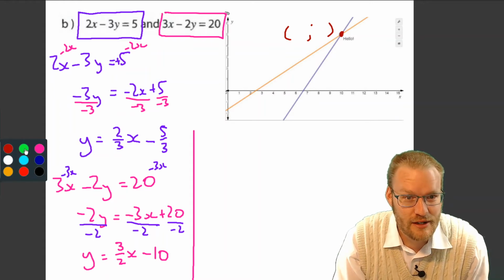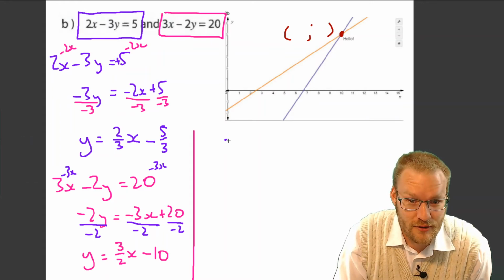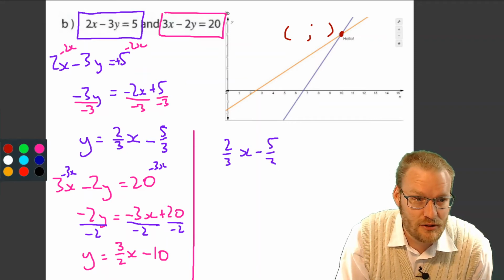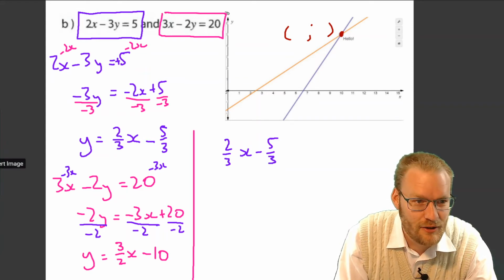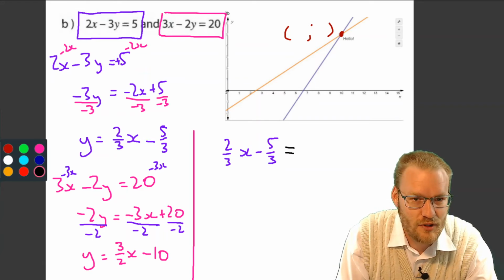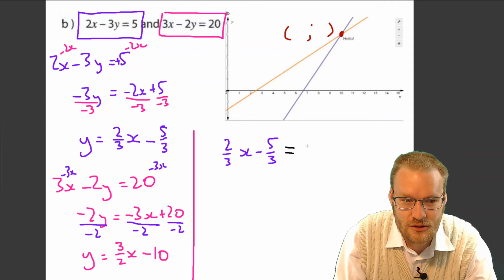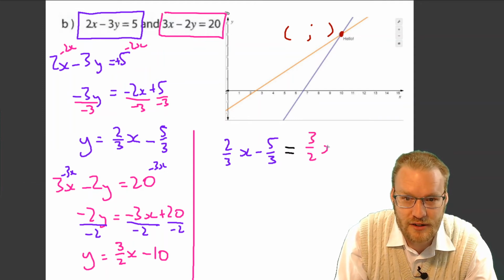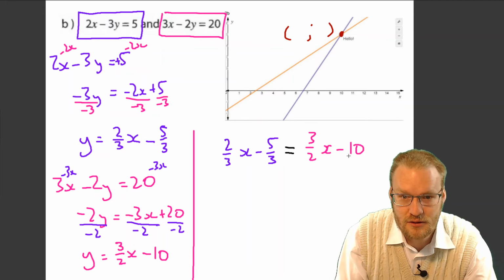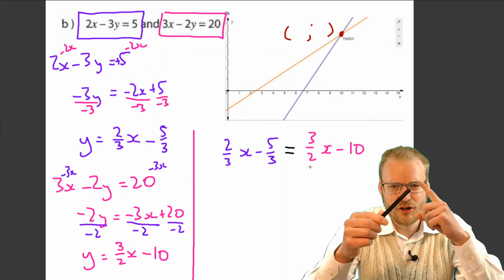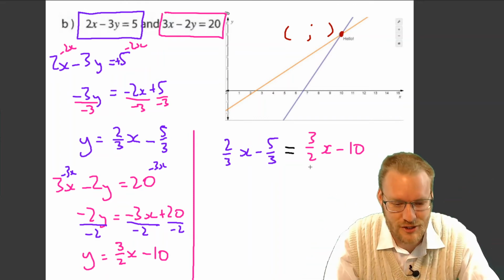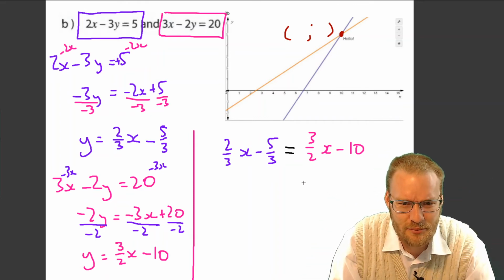So how do we do that? We're saying when this function, 2 over 3x minus 5 over 3, is equal to the other function, 3 over 2x minus 10. It's an equation that we can solve, but conceptually, when are the 2 graphs equal to each other? We make them equal to each other. Okay, now we've got a bit of work to do with our fractions.